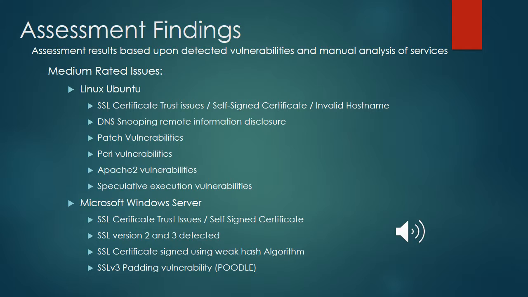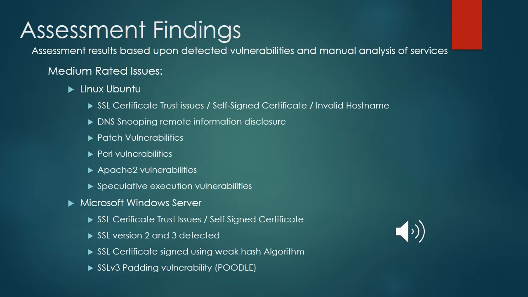Next, there was a vulnerability on the Linux system in which DNS snooping would allow for remote information disclosure. This was because the DNS server was not set to deny recursive queries, and this could have been easily resolved.